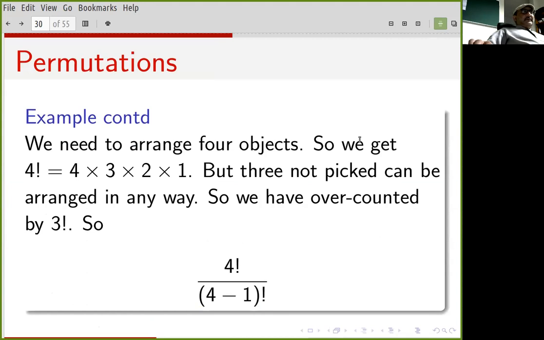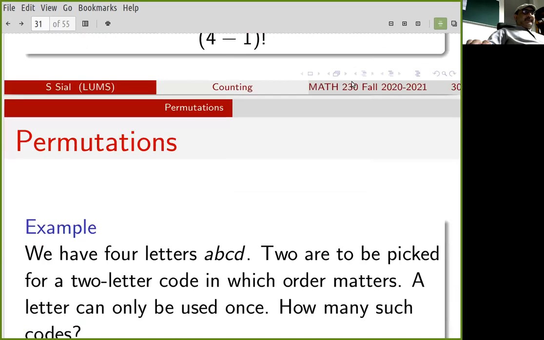Now, let's think about it this way. You want to arrange 4 objects. So there are 4 permutations of these distinct objects, which is 4 factorial. But the three which were not picked can be arranged in any way, right? So we've in fact overcounted by 3 factorial. That's another way of looking at the same thing: 4 factorial divided by 3 factorial.